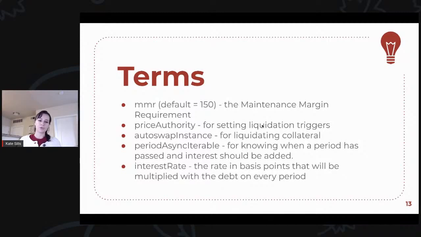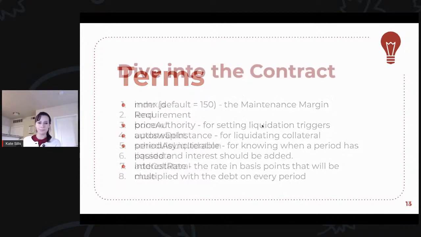We're also going to take in a period async iterable. So an async iterable, this is actually a concept from JavaScript. And we're going to be using this for knowing when a period has passed and when interest should be added. Async iterable will be pushing values, basically telling us when that period, maybe it's a block height, maybe it's a year. It's really up to whoever is passing in the terms to this contract. It's telling us when the interest should actually be calculated. And the interest rate, that's the rate in basis points that will be multiplied with the debt on every period.